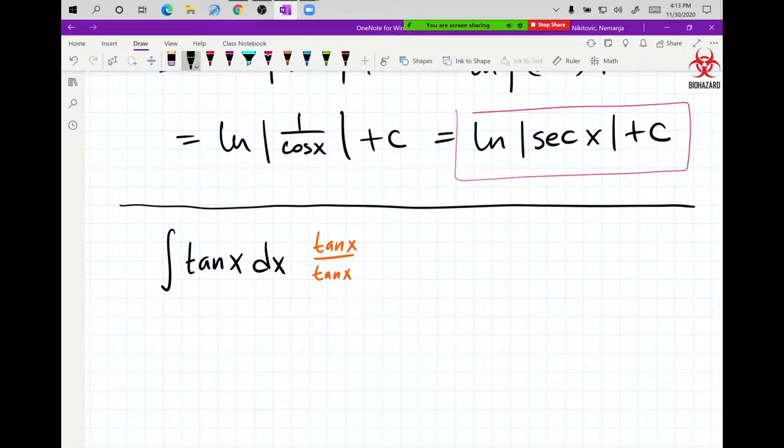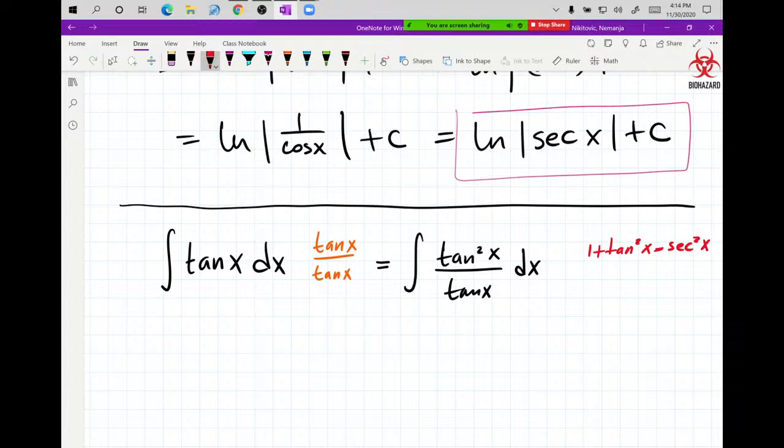I don't know, I've never tried this. I'm just trying this for the hell of it. So this will be tangent squared x over tangent x dx, and then we can use the Pythagorean identity here. Would that work? Pythagorean identity is 1 plus tangent squared x is secant squared x. Again, this is just a flex, okay? So this will be secant squared x minus 1 divided by tangent x. Oh yeah, this makes it much worse. But that's okay. I mean, it's still fun.